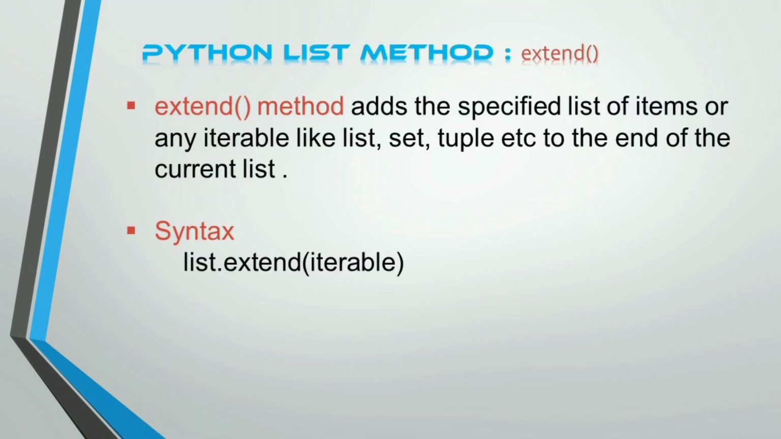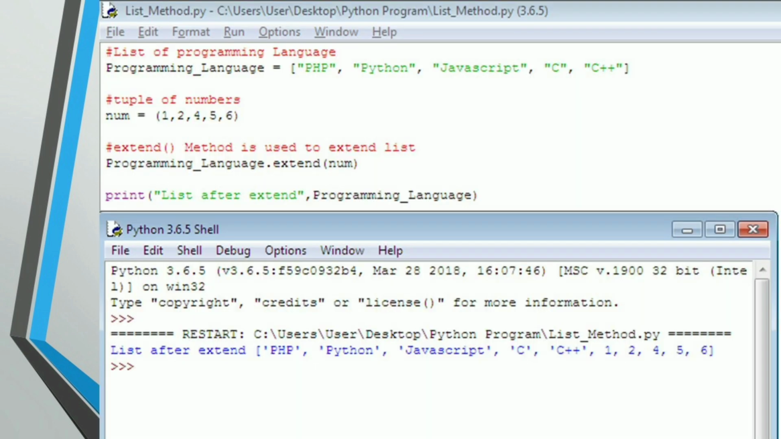Next one is extend method. Extend method adds the specified list of items or any iterable like list, set, tuple, etc. to the end of the current list. Syntax of extend method is list.extend iterable. You can see in Python IDE, list is extended by adding tuple on it.